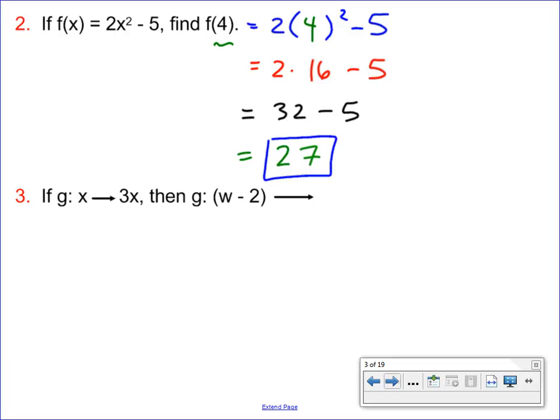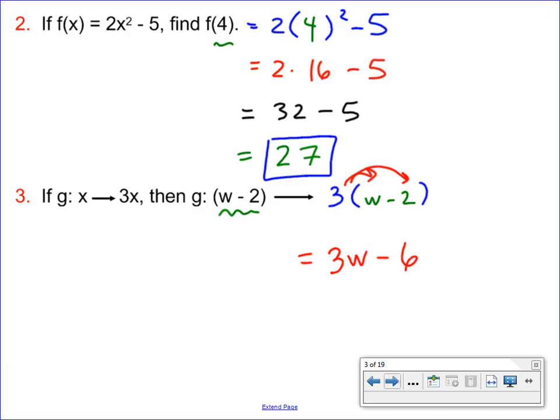I'll simply go to my function rule everywhere it accepts inputs, and instead of putting x, instead of putting 4, I'll put quantity w minus 2. So I'll go to my 3 times input. Inside my input, we'll put w minus 2. And we'll use our distributive property to simplify. So we're in a fully simplified form, and I get 3w minus 6.